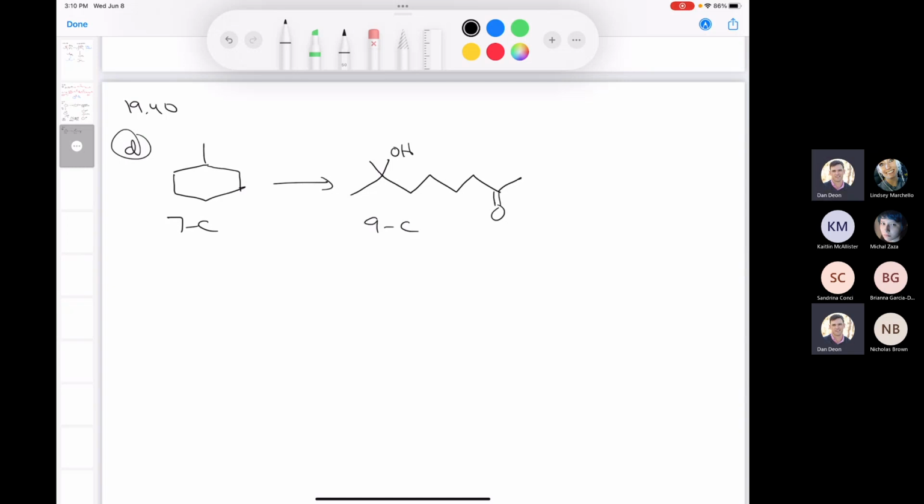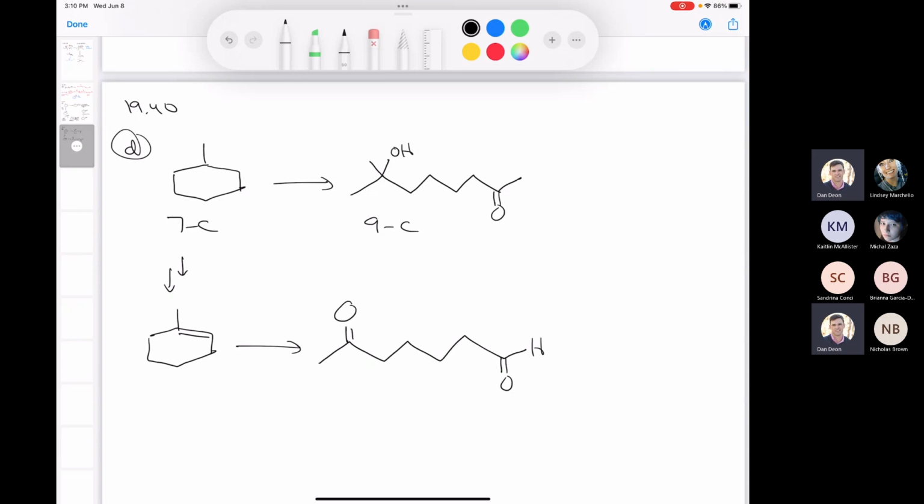Well, you can see that we're going from a ring to a linear compound, and so we have to break the ring open somehow, which tells me that I want to somehow end up making this compound, because if I make that compound, then I can break it apart to give me 1, 2, 3, 4, 5, 6, 7. I can break it apart like this, right, using ozonolysis, and that'll give me this compound.